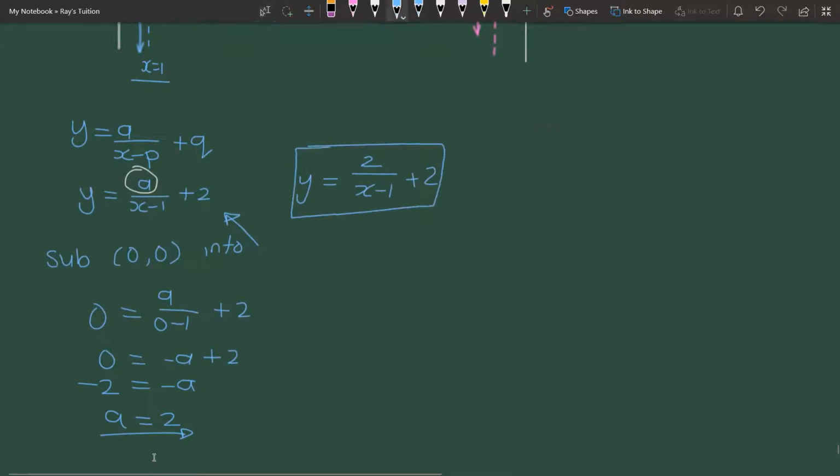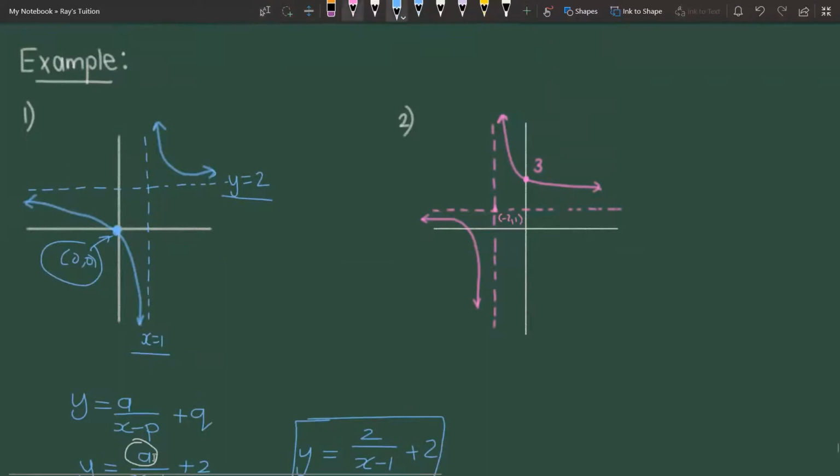So it's very important that you know what corresponds to what in the equation of a hyperbola. Let's have a look at the second one. Here we have the intersection of the asymptotes at x equals minus 2 and y equals 1. So we know that this asymptote is minus 2 and this one here is 1. Once again, our equation generally is y is equal to a over x minus p plus q. So what we then know is the x should be x plus 2 by looking at this asymptote, plus 1 for this asymptote. So we're taking the asymptotes and putting them in the equation.